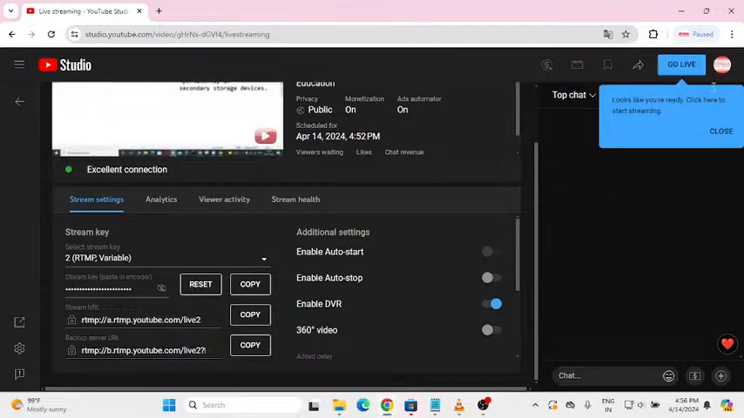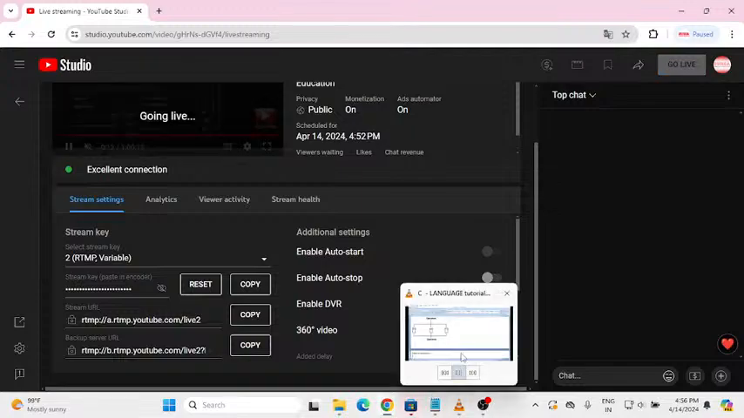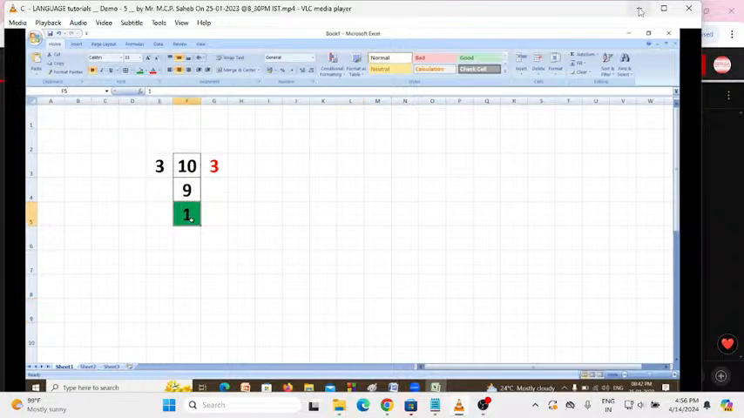Here 3 is nothing but the quotient. 1 is nothing but the remainder. What is that? Remainder. Now to get the remainder, we have to use the percentage symbol. To get the quotient, we have to use the division operator.